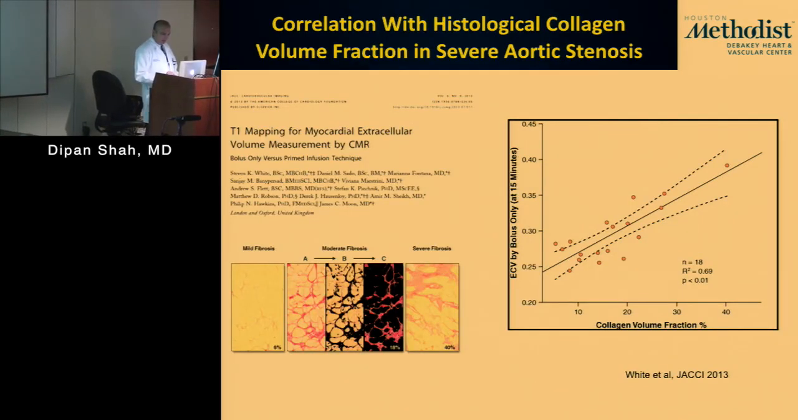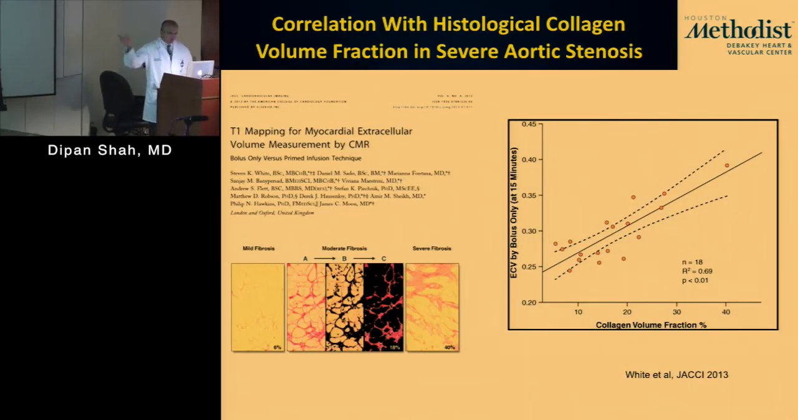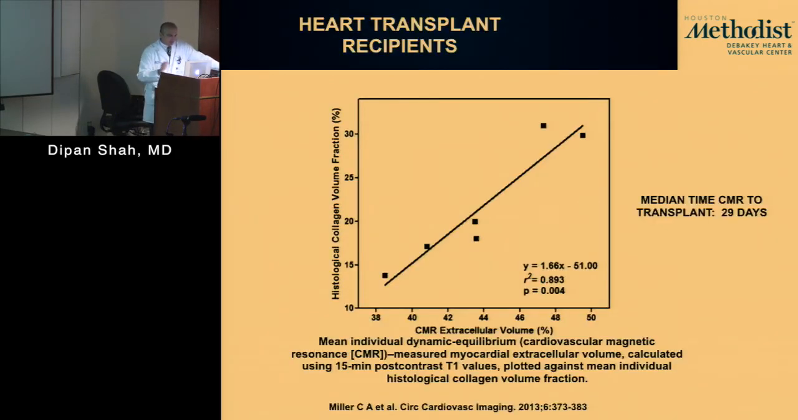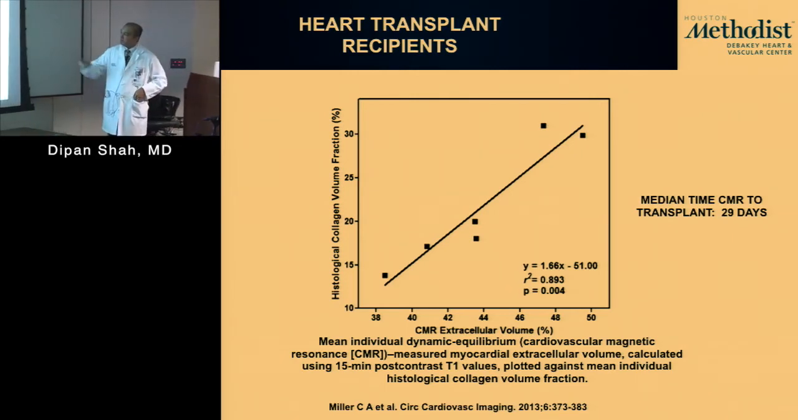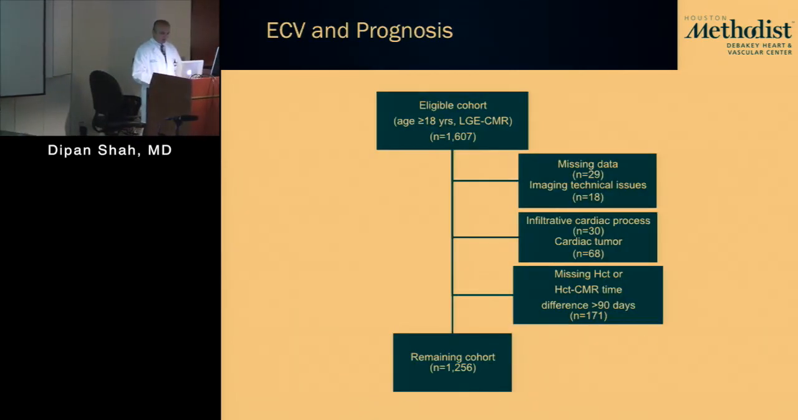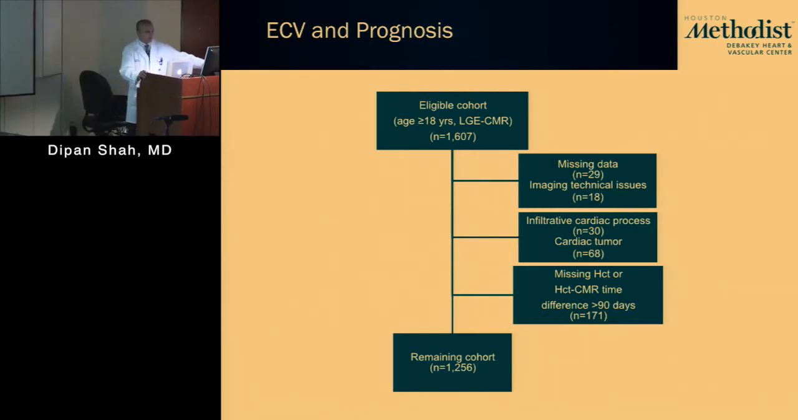And this was just another study looking at aortic stenosis patients, again showing a similar relationship. At the time of surgery, they did biopsies in the ventricular septum. And lastly, this was a study looking at heart transplant recipients that were undergoing biopsies. They found that, with a mean time of about 29 days after the heart transplant, there's a relationship again between extracellular volume fraction by CMR and the histologic volume at the time of histology.